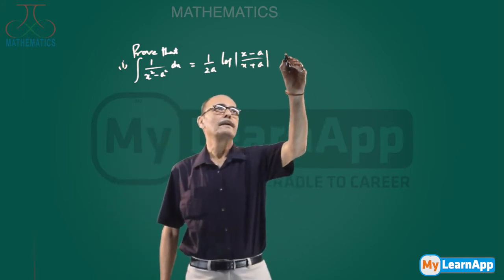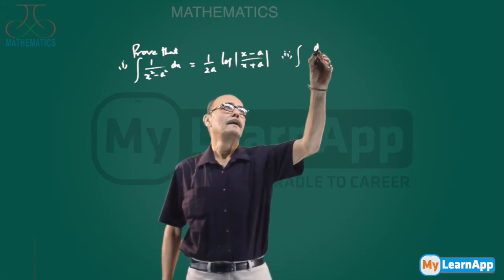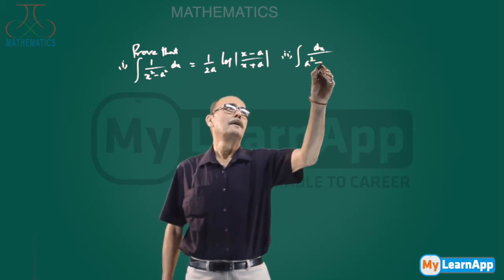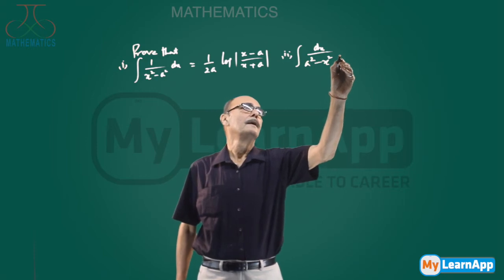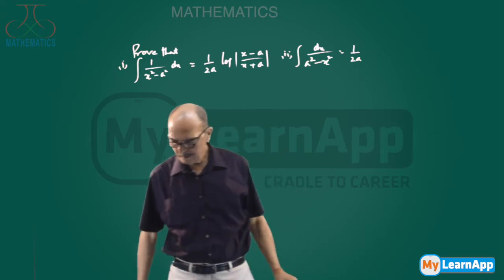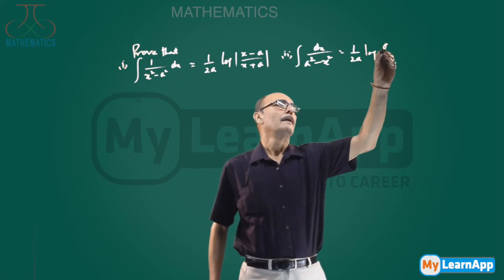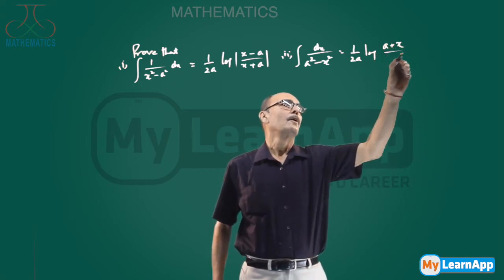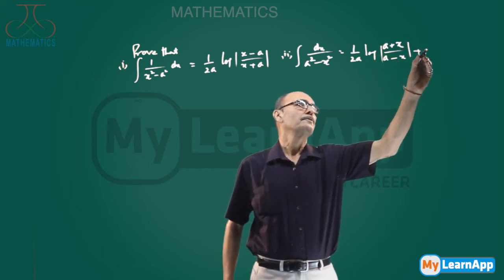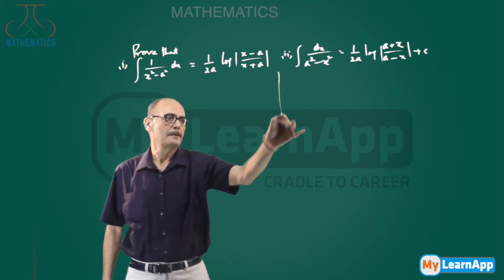And the second formula, of similar nature, is the integral of dx upon a square minus x square equal to 1 by 2a log of (a plus x) upon (a minus x) plus constant c. Both these formulas are of similar nature.